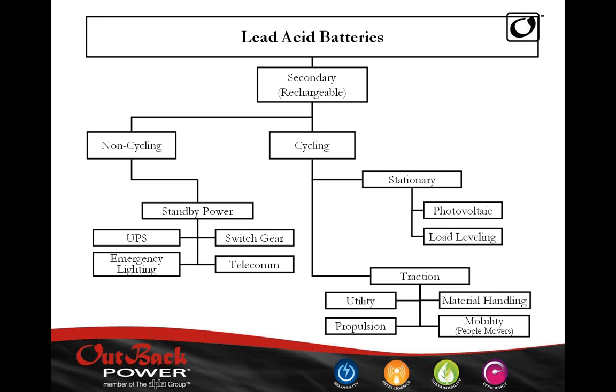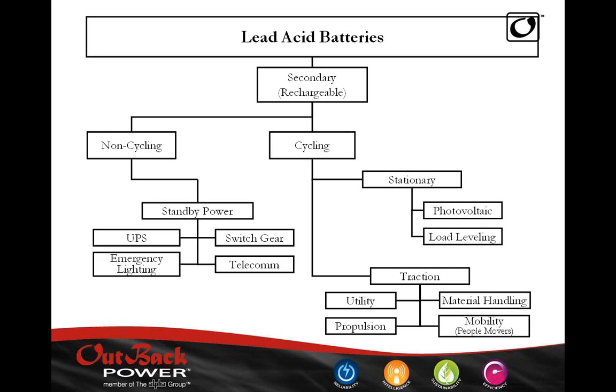So the depth of discharge would be 100%. If we only removed 50 amp hours out of the 100 amp hour battery, that's considered to be 50% depth of discharge, or DOD. If we removed 25 amp hours out of a 100 amp hour battery, that's 25% DOD. So going back to our picture here, we have a non-cycling application where these are essentially on float, trickle charged, and just ready to be used.